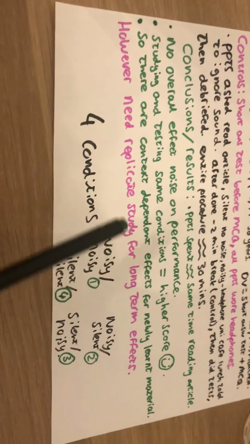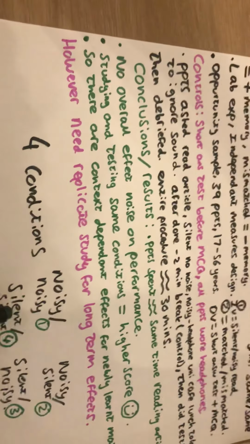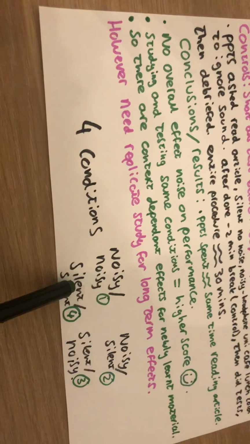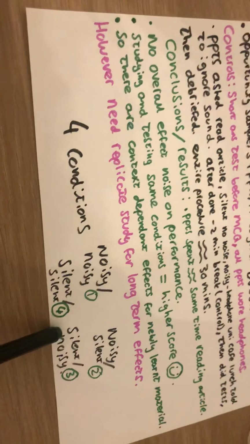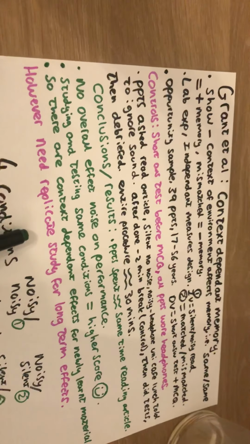And lastly, I'd just like to show you what the 4 conditions were like. So as I talked about earlier, the independent variable is silent or noisy, and the 4 conditions were noisy learning, noisy testing, noisy learning, silent testing, silent learning, silent testing, and silent learning, and noisy testing. And that's all, folks. That's the Grant study.